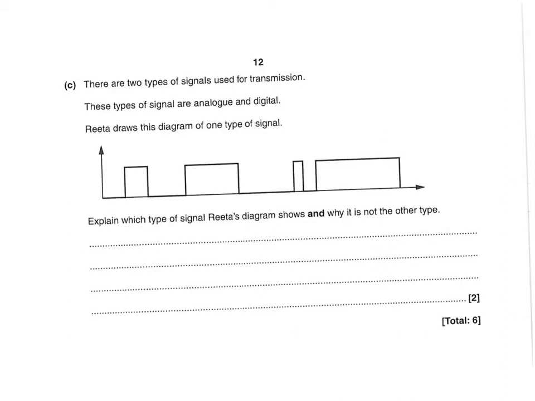And then last question. There are 2 types of signals used for transmission. These types of signals are analog and digital. Rita draws this diagram of one type of signal. Explain which type of signal Rita's diagram shows and why it's not the other type. So the first mark is saying that's a digital signal. The reason we know is because digital signals can either be on or off. There's no in between, and so when it's up here it's on, when it's down here it's off, and that will get you the 2nd mark.